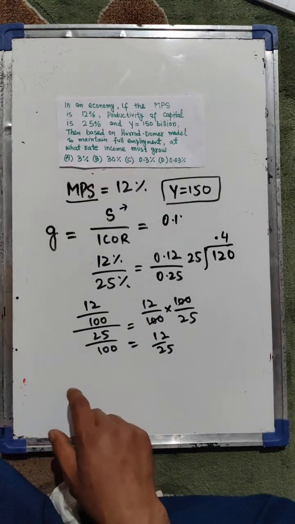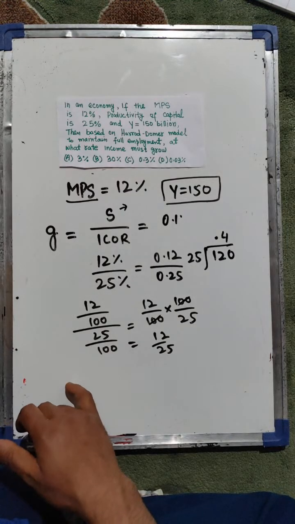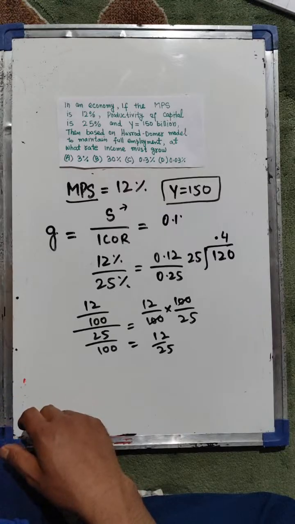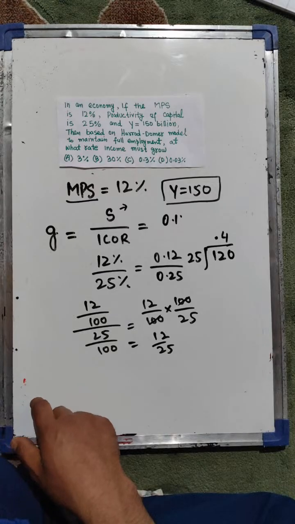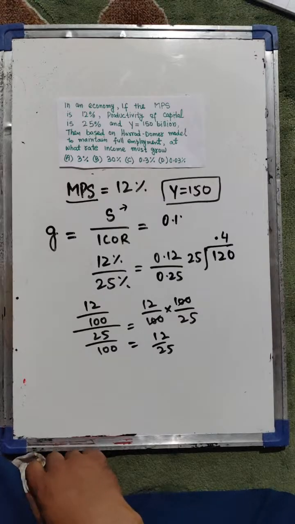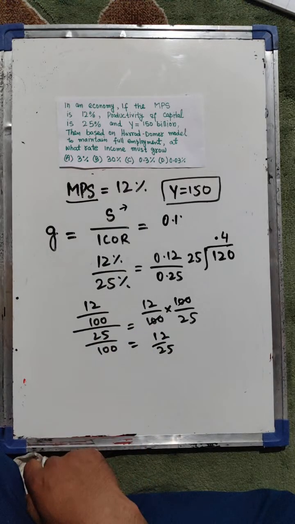Okay, so marginal propensity to save is 12%, productivity of capital is 25%, that is being given to us here. To maintain full employment, okay, can anyone answer here the correct option? I'm not able to comprehend the question. I have taken the questions at random, I have not solved them earlier.